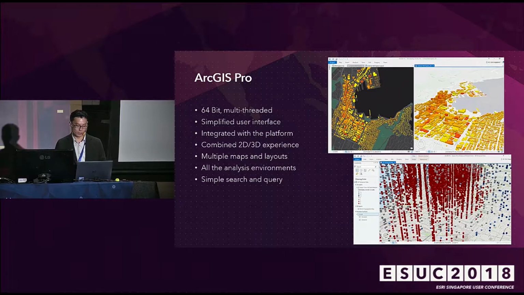Of course, in ArcGIS Pro, we tightly coupled the enterprise platform, be it ArcGIS Online or Enterprise. You can search data in your enterprise platform, drag and drop your data into ArcGIS Pro, and start to work with your enterprise data. We have really relooked at the architecture to make it a tightly coupled platform. More importantly, you can have 2D and 3D in the same application.